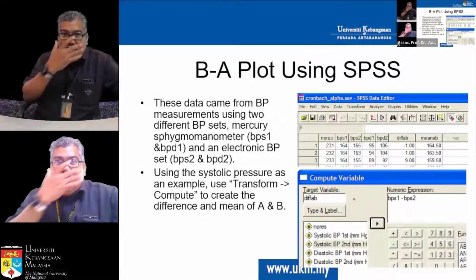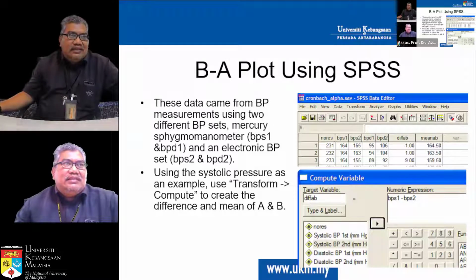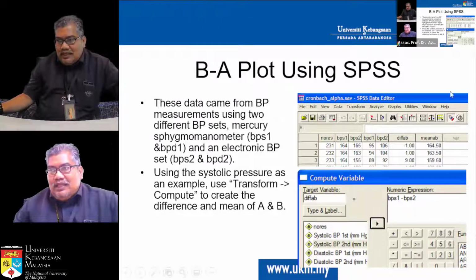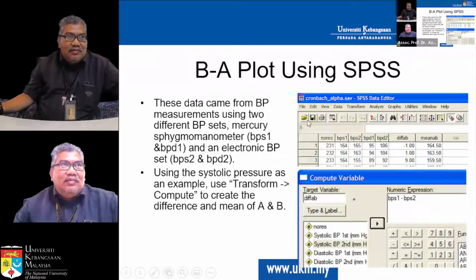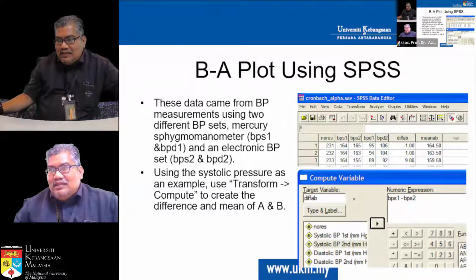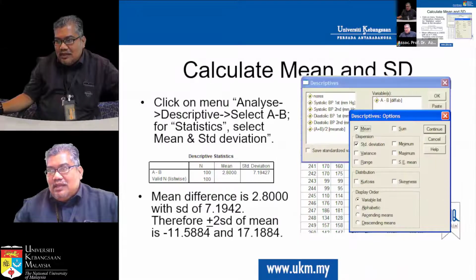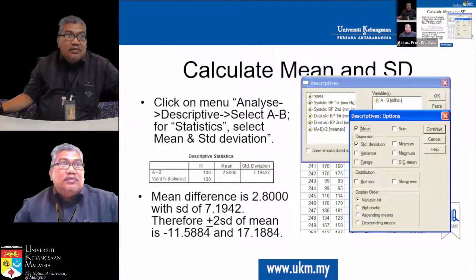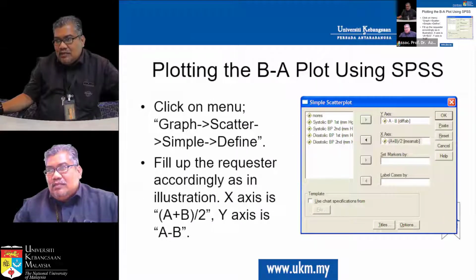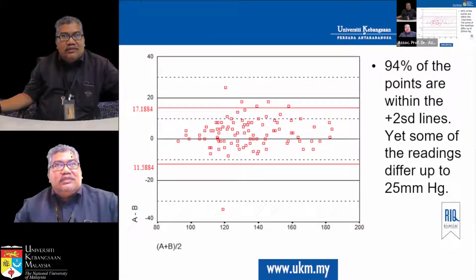This is the data I had for my exercise in class, but not for today. It compares BP sets, the electronic one and the normal sphygmomanometer, and you are supposed to calculate and come up with all these differences. Then you come up with the scatter diagram, and this was the result that I got.